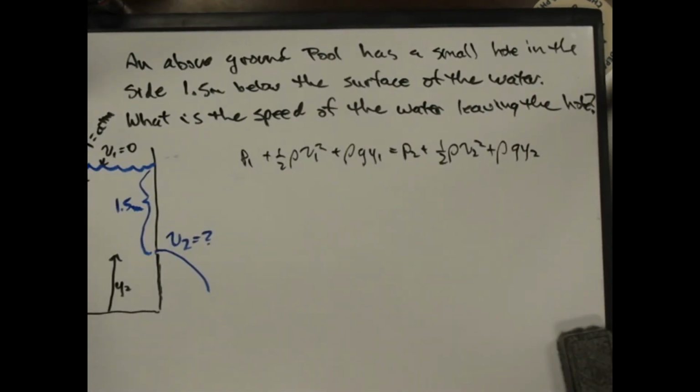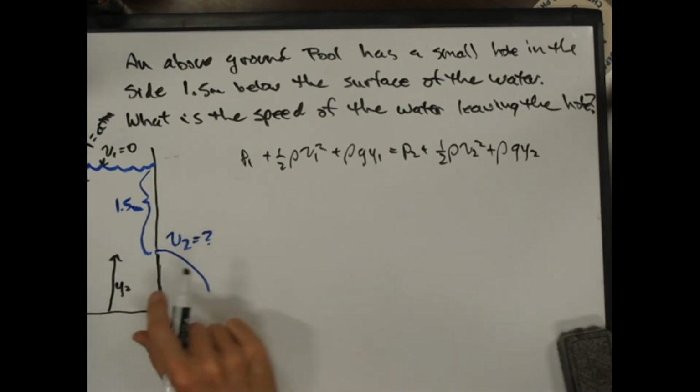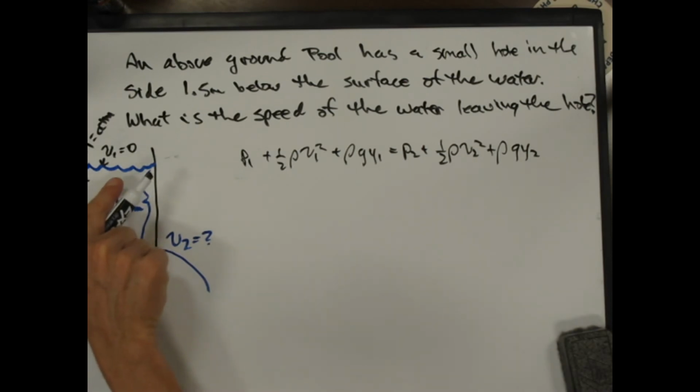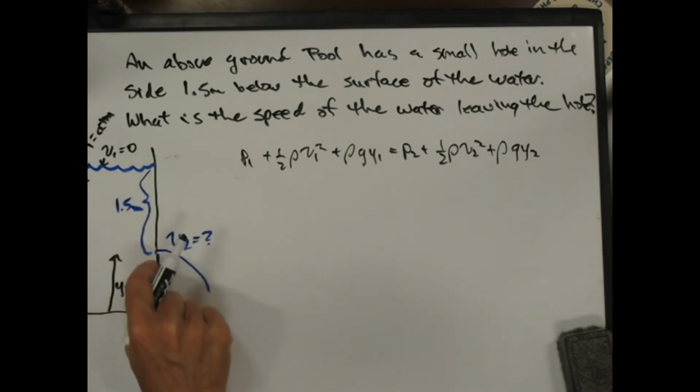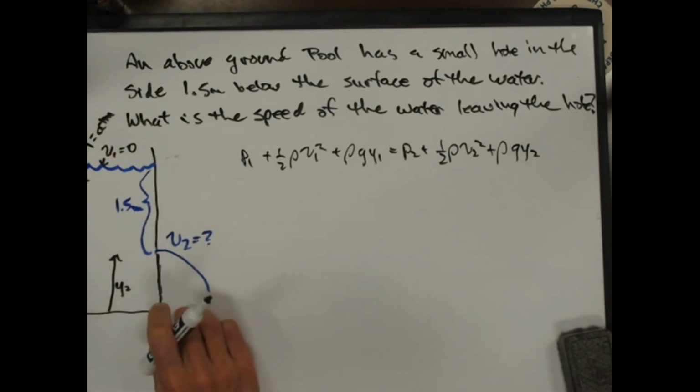So here's another Bernoulli problem. An above ground pool has a small hole in the side. So here's the hole in the side, 1.5 meters below the surface of the water. What is the speed of the water leaving the hole? And so it's a small hole, so the water isn't sinking really fast or anything. So it's a tiny hole.